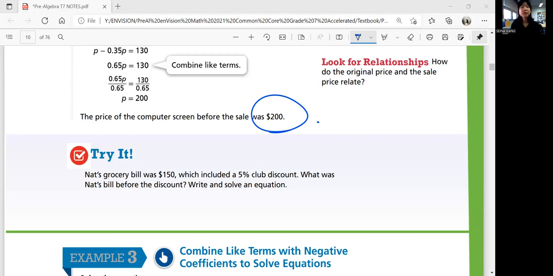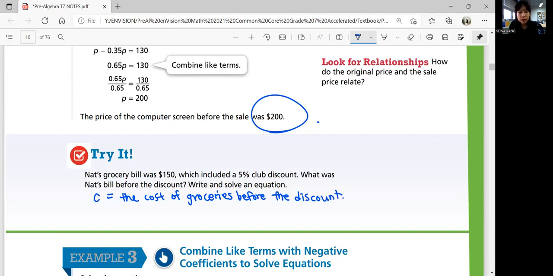So first, let's decide what the variable is going to be. You can say C is going to be the cost of groceries before the discount. Okay. And how can you write an expression to represent the situation? You can say the original cost minus 0.05 times C, which is 5% of the original cost, is 150.